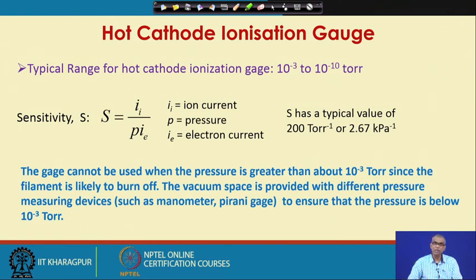For the hot cathode ionization gauge, there is a possibility that the filament can burn off. So, we should never use the hot cathode ionization gauge when the pressure is more than 10 to the power minus 3 torr. The vacuum space is provided with different pressure measuring devices such as manometer, Pirani gauge, etc., to ensure that the pressure is below 10 to the power minus 3 torr. So, before we actually connect the vacuum source with the hot cathode ionization gauge, we want to ensure that the pressure is less than 10 to the power minus 3 torr.